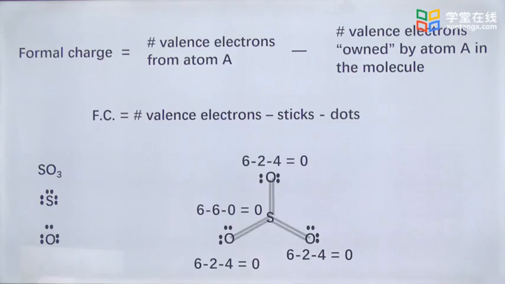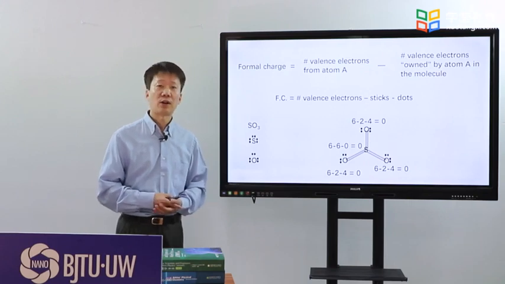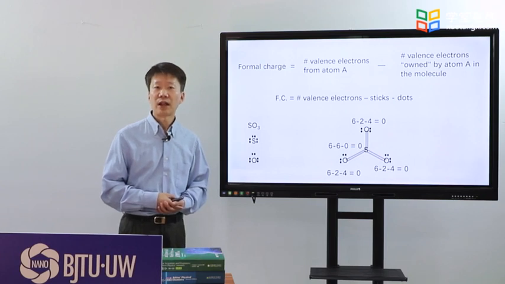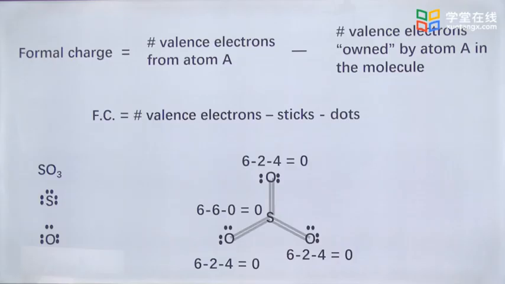For example, sulfur trioxide. You can draw different structures you can imagine. Then calculate the formal charge for each structure. Here, a triangle structure of sulfur trioxide. We use the formula: valence electrons minus sticks and dots. Then we have all the formal charges for every atom in the molecule are 0. So this triangle structure must be one of the most possible structures of SO3.